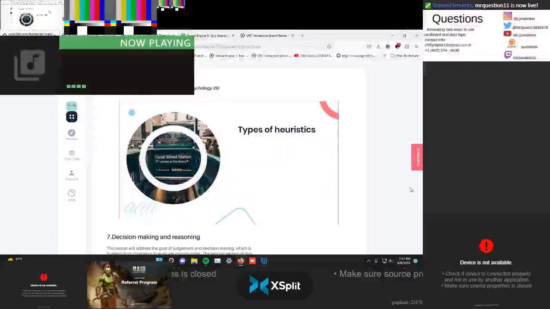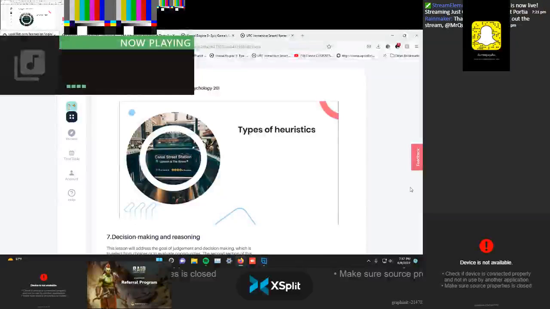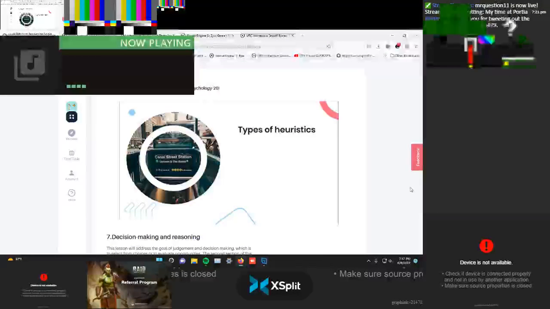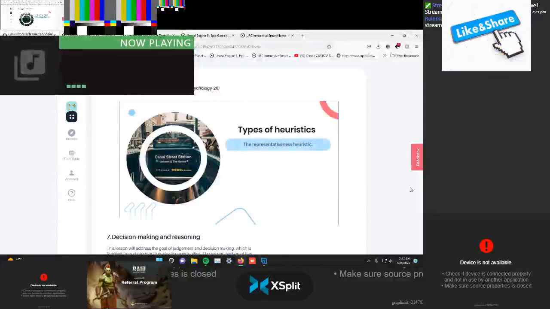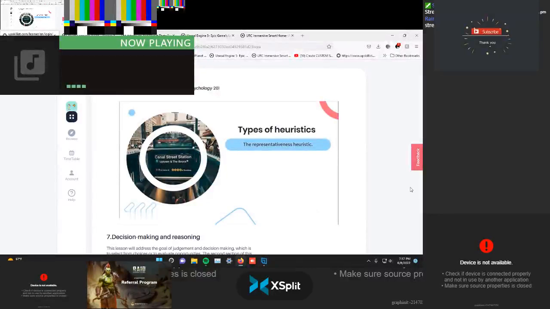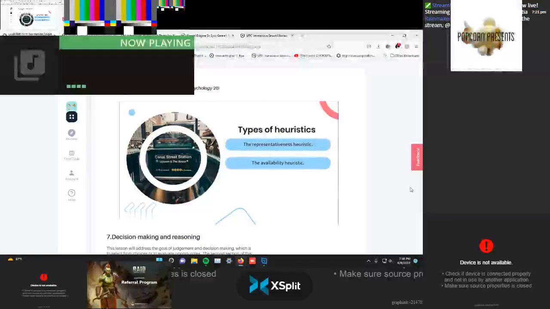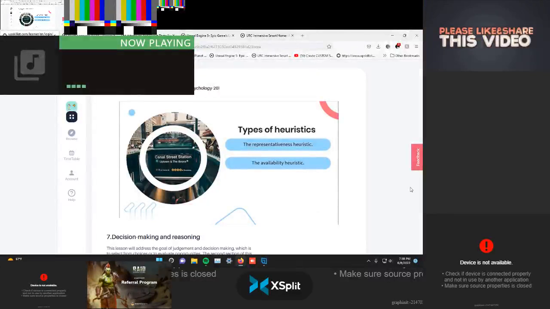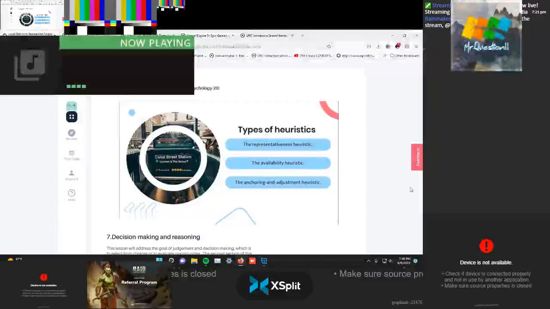The three types of heuristics we will discuss in this lesson include the Representativeness Heuristic, the Availability Heuristic, and the Anchoring and Adjustment Heuristic.